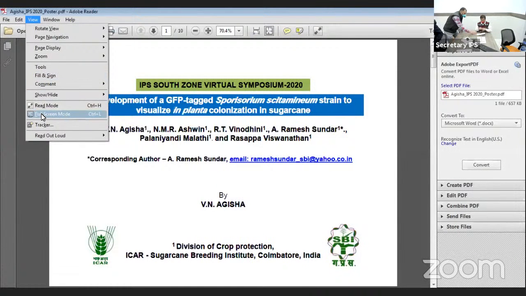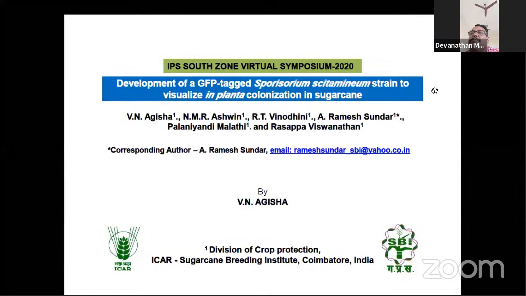Development of GFP tags to visualize the plant organization. Shall I start, sir?